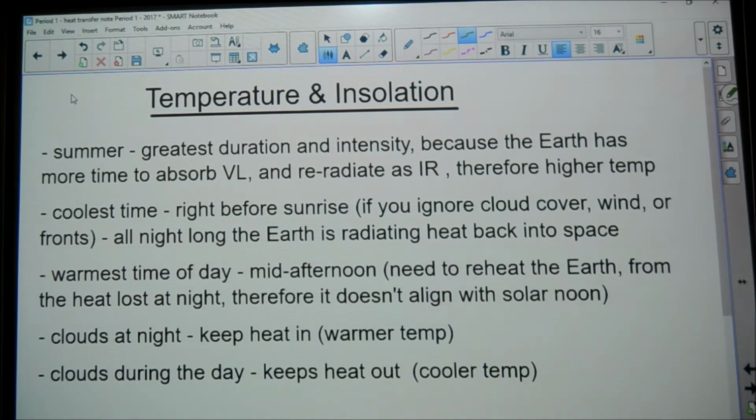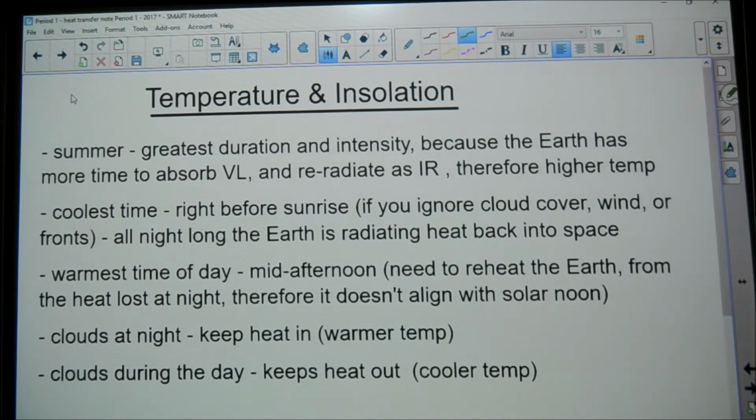Alright, so we're looking at temperature and insolation. Remember, insolation, incoming solar radiation, the energy coming from the sun. So if I look at the summertime, we have the greatest duration. As you notice, the sun is rising around 5 o'clock in the morning, and it's setting around 9 o'clock at night. So I got my longest amount of daylight, it's my highest angle, so it's my greatest intensity.